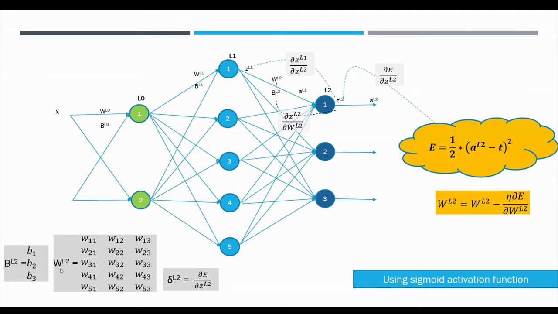For example, just look at WL2. WL2 is here, and it's going from these five neurons to three neurons. So it's got five rows and three columns, right? It's 5 by 3. And then the BL2 is just these three neurons. So the biases are just B1, B2, and B3. So these would be the dimensions of W and BL2 when you're talking about the L2 layer.